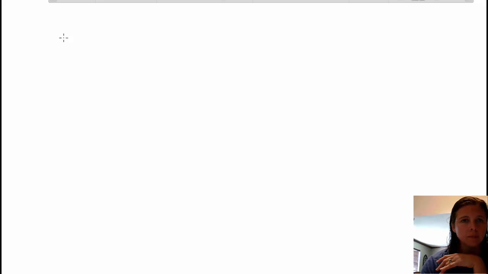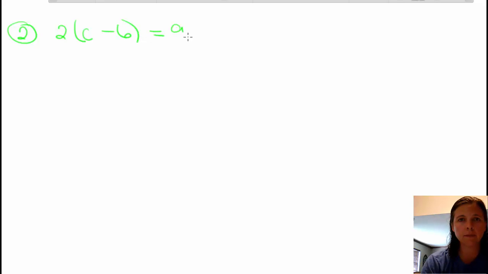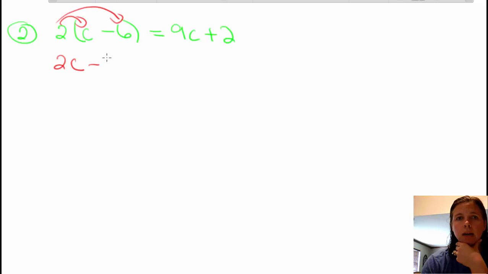Okay, all right, so our next problem, number 2. We're going to have to simplify a little bit here before we start. So when we look on this side, we have to distribute that 2 through the parentheses. So we have 2c minus 12 equals 9c plus 2 over here.